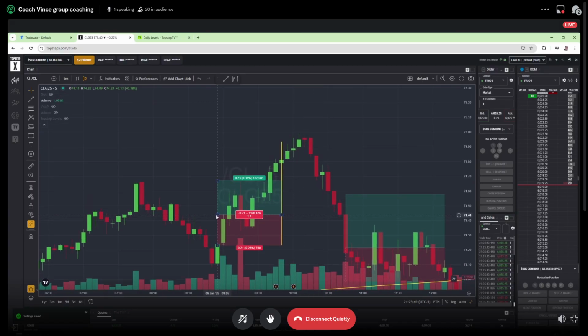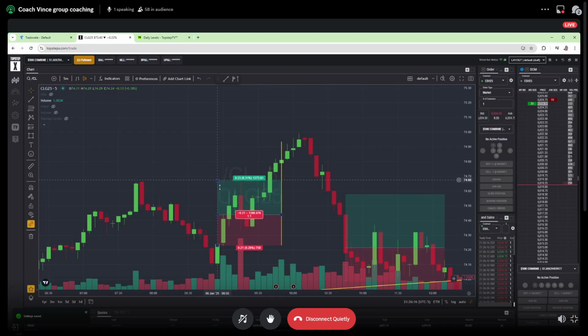Okay, so you're entered long here at 74.44. All right, your risk is down here, 74.23. So you have 21 ticks of risk in this trade. So if you get stopped out, you're probably going to take a 22 tick loss, right? I usually go 1 tick above, 1 tick below, or maybe 2 ticks. So you're going to risk about $220 on this trade.